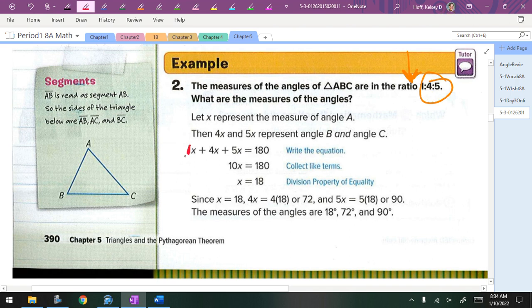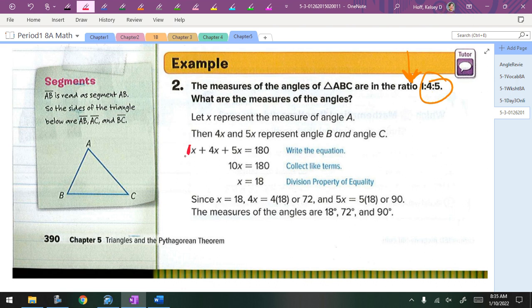Now, this is just solving an equation. They all have x's, so we add them together. 1 plus 4 is 5, plus another 5 is 10. Divide both sides by 10, and I get 18. But 18 is not my final answer. 18 is the number that I divided out, so I have to multiply that back in. 18 times 1 is 18. 18 times 4 is 72. 18 times 5 is 90.